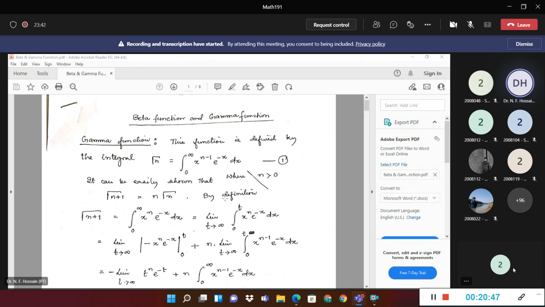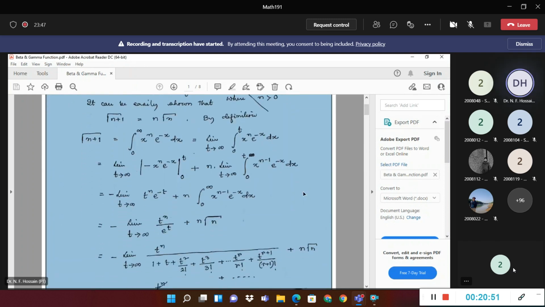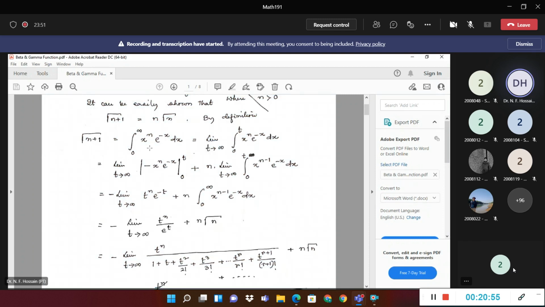Okay, we start with this definition. Our gamma n was integral 0 to infinity x to the power n minus 1 e to the power minus x. So by definition, gamma n plus 1 should be equal to 0 to infinity x to the power n, just one less than this number. The power of x should be just one less than this number. Okay, so x to the power n into e to the power minus x dx.